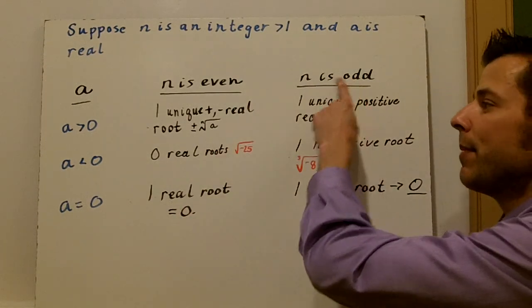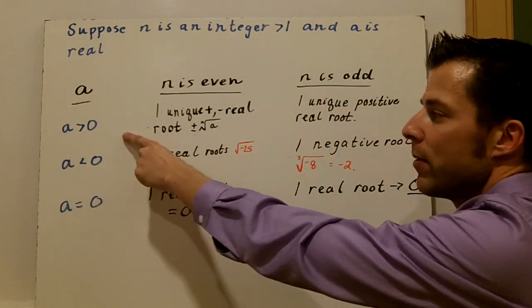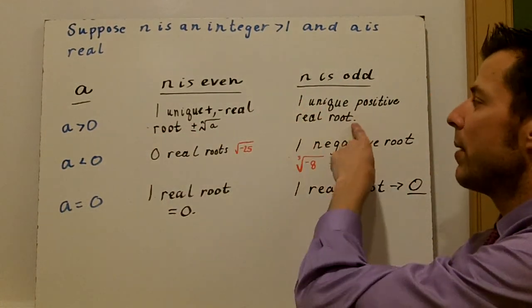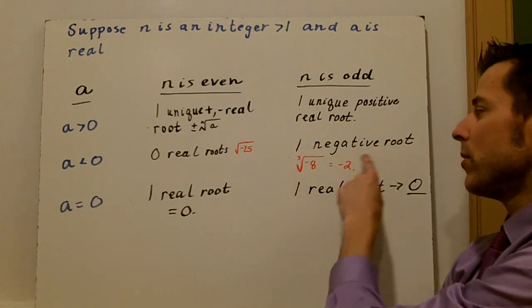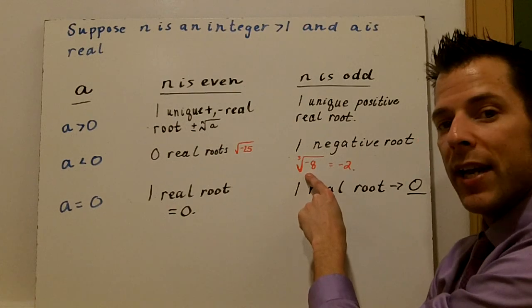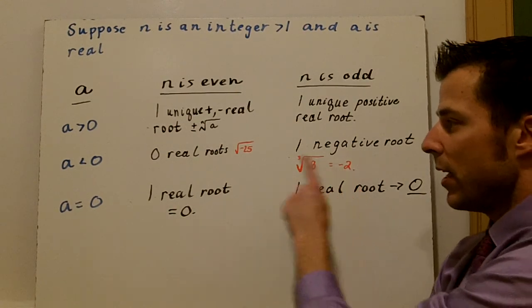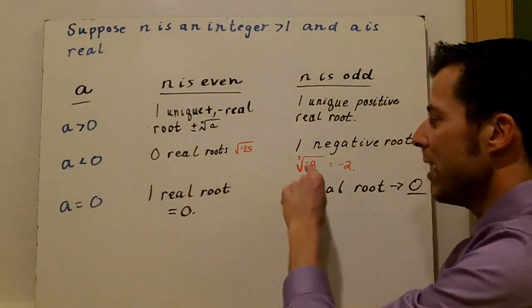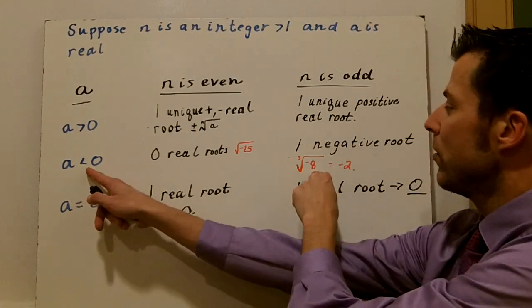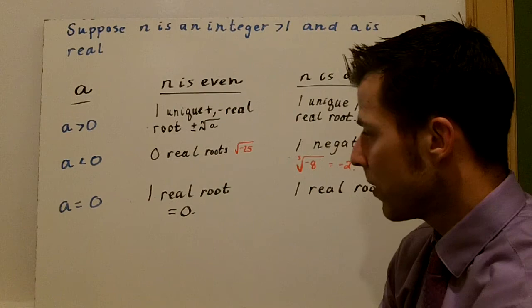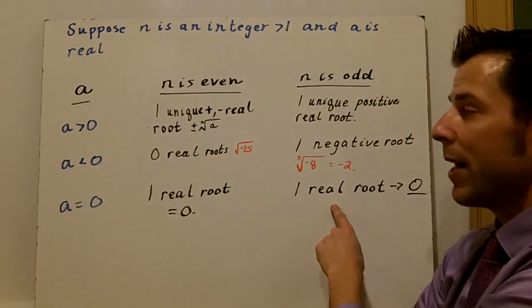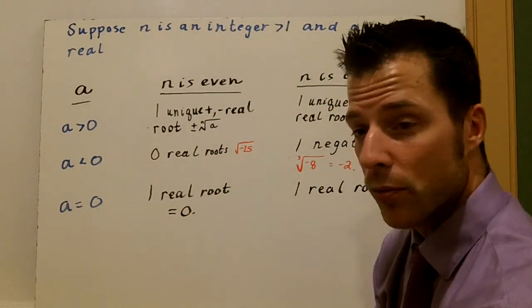If we go on to the odd powers, if a is a positive real number, we get one unique positive root. If a is negative, we get one negative root. For example, the cube root of -8 is -2. That's an example where you have an a value less than 0 and an n value, the index, being odd. Again, if a is 0 and you have an odd power, you still get 0 as your root.